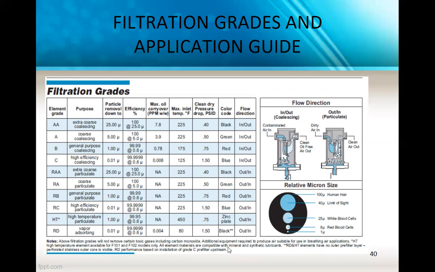Color code, black. Flow direction, in, out, in, out. This one is out, in, out, in. This is the flow direction. In, contaminated air in. Then it goes out there, contaminant remains. Then clean air, free air, goes out. Out, in, particulate. This one, dirty air in, then clean air out.